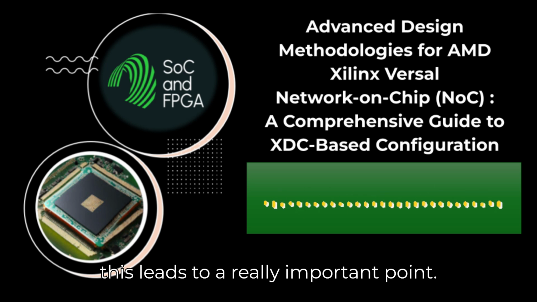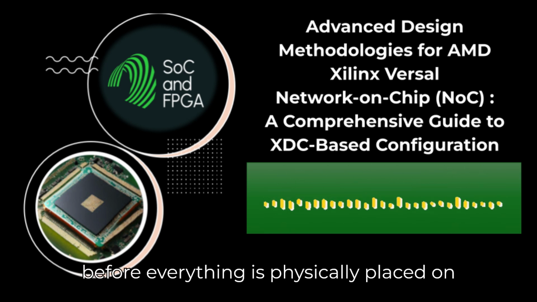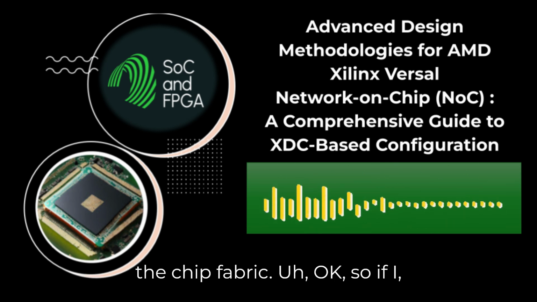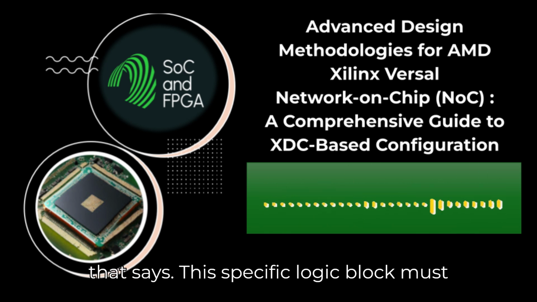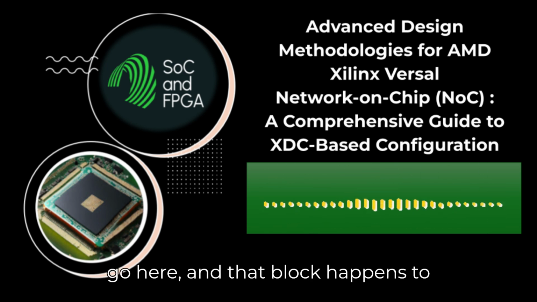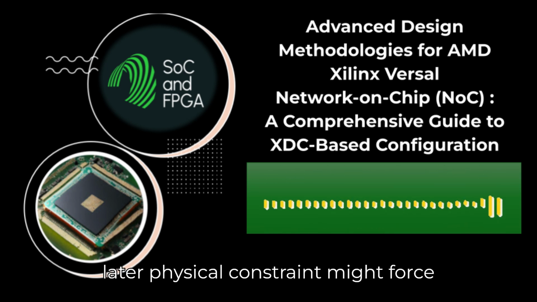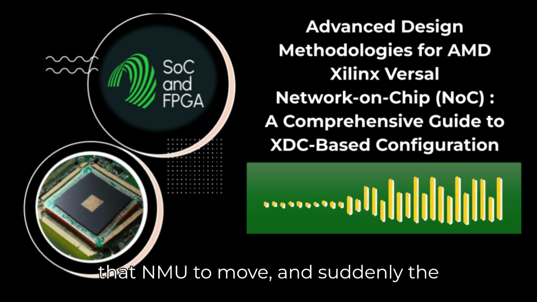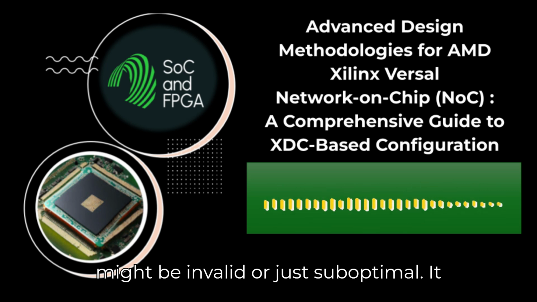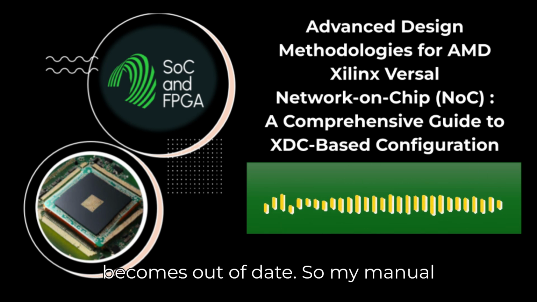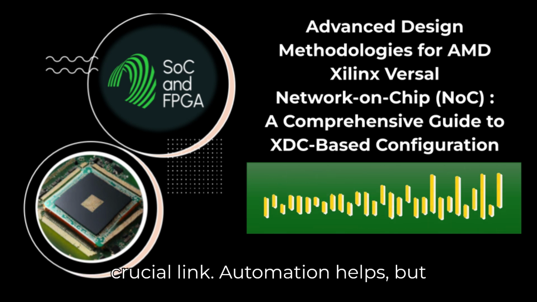Exactly. And this leads to a really important point. The compiler generates its solution before everything is physically placed on the chip fabric. Okay, so if I, as the designer, add a constraint later that says this specific logic block must go here, and that block happens to contain an NMU or NSU. Right. Your later physical constraint might force that NMU to move, and suddenly the compiler's carefully calculated route might be invalid, or just suboptimal. It becomes out of date. So my manual placement directly impacts the automated routing. There's the link. That's the crucial link.